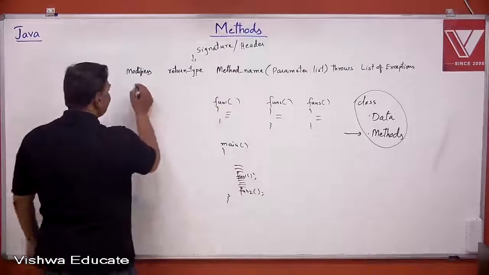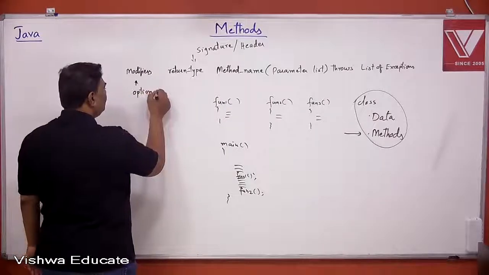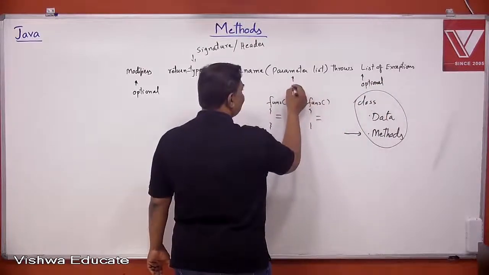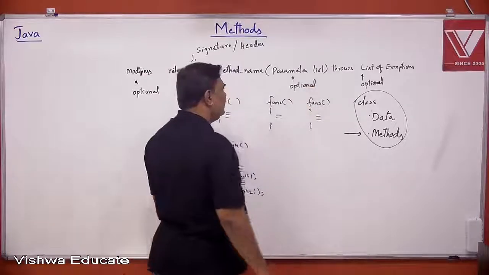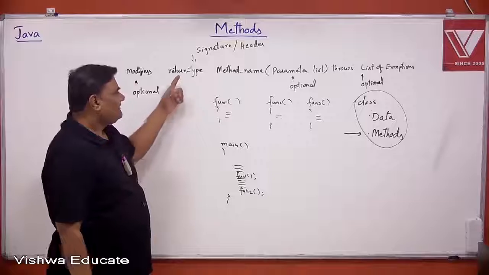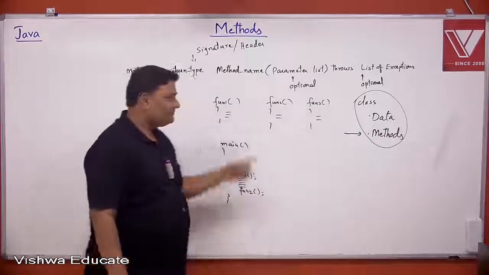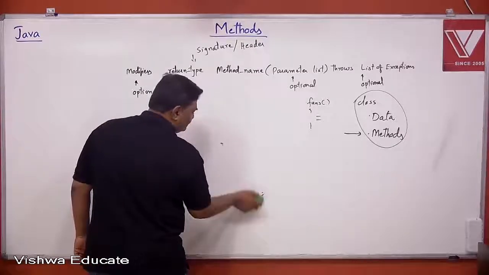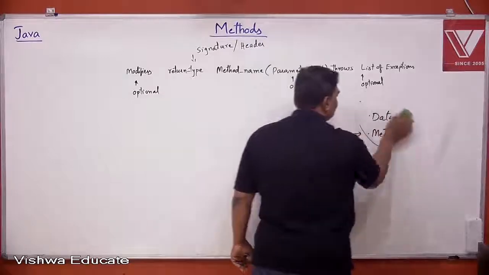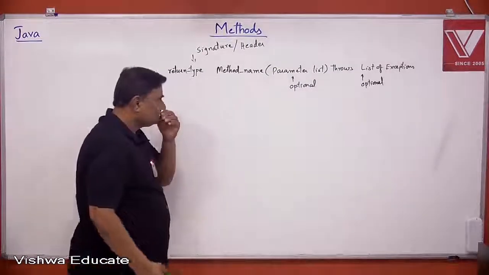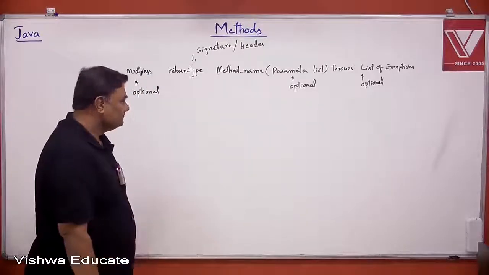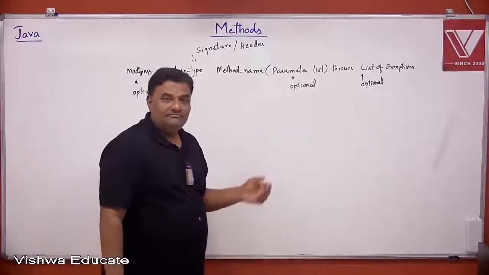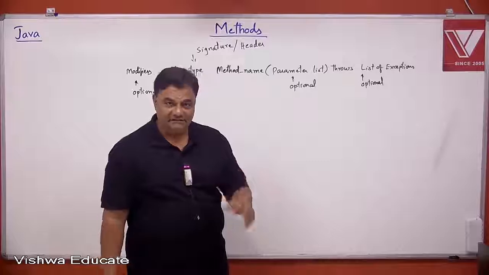Out of this, this is optional, and this is optional, and when this is 0, this is also optional. It can be 0 also, so this is also optional, and these things are mandatory. Brackets are mandatory. So take this one. Over. Now let us write an example of a method and use it in our program.